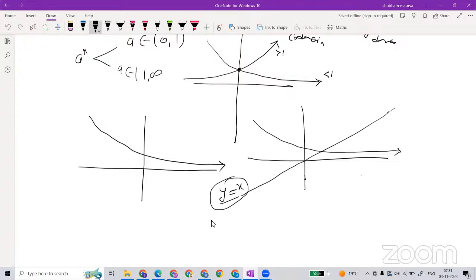That's why I'm saying symmetry with respect to the line y is equal to x. If it is lying on the positive side of the y-axis, then the inverse will lie on the positive side of the x-axis, because this is happening. So that means this side will map to this side. This is the meaning of symmetry.